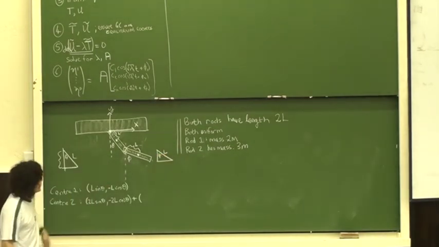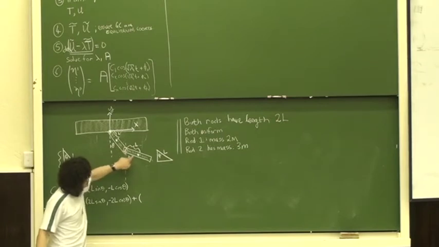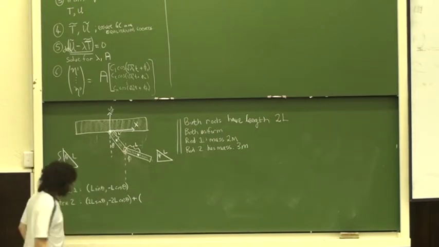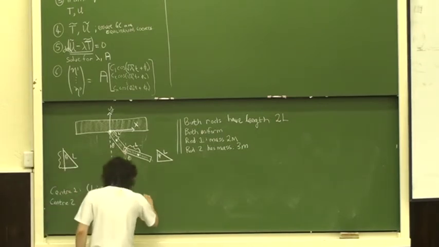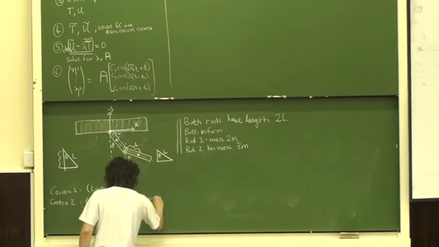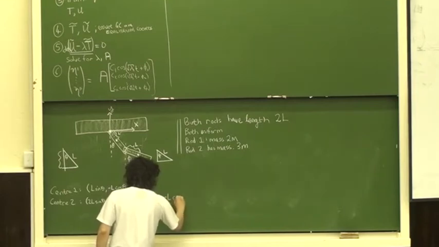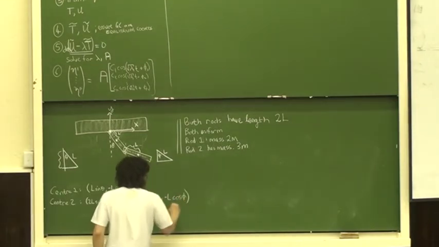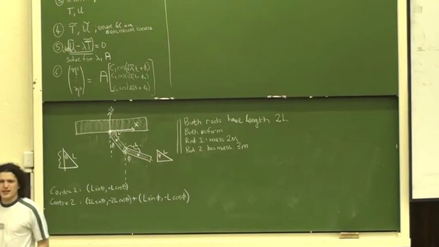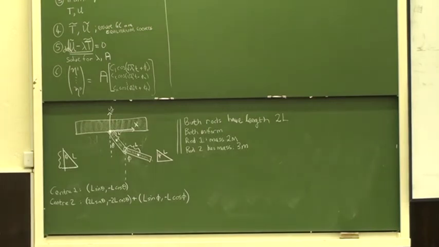So the offset, the motion from here to here, has x and y components given by L sine phi minus L cos phi. They're pretty happy with that. Okay, so that's how we get the center of mass coordinates.